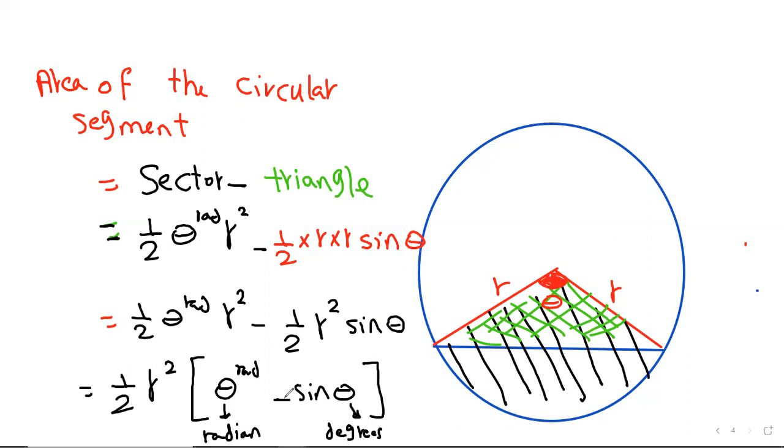So what do we need to find the area of the circular segment? We need to know the length of the radius and we need to know the angle. That's it. We need to know the radius of the circle, and we need to know the angle theta, the angle measured in radian and the angle measured in degrees.